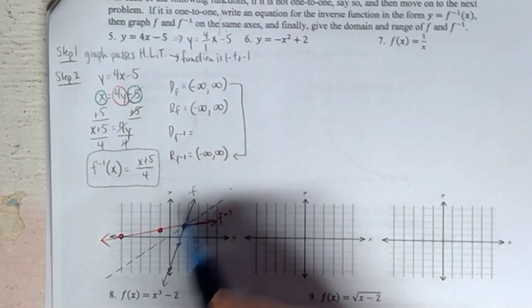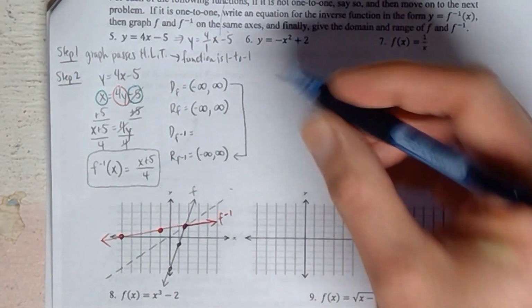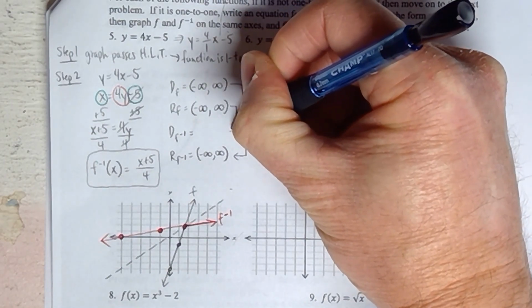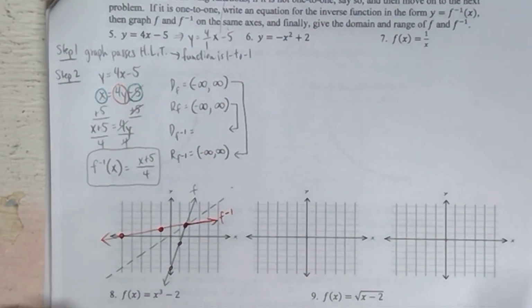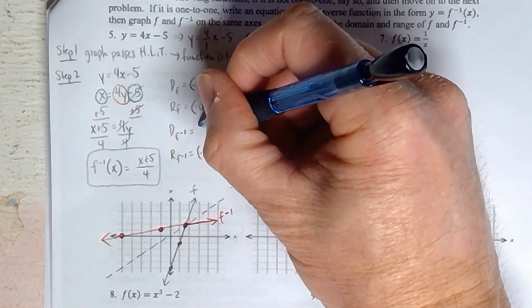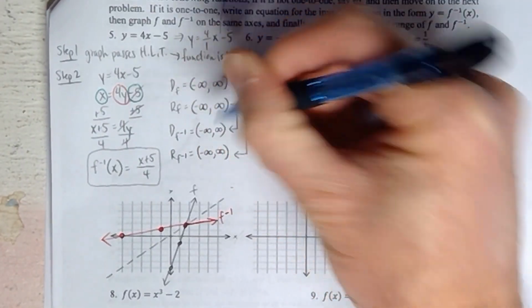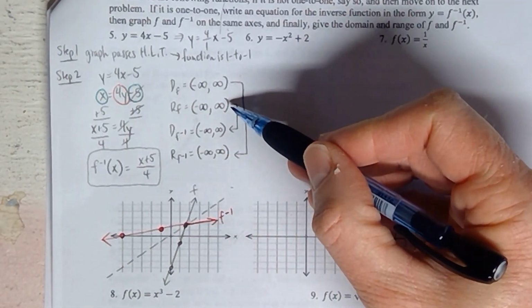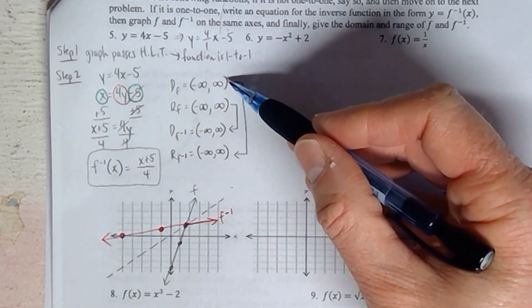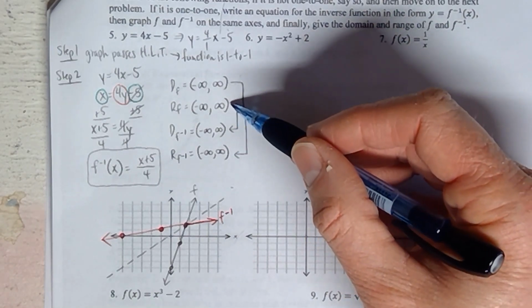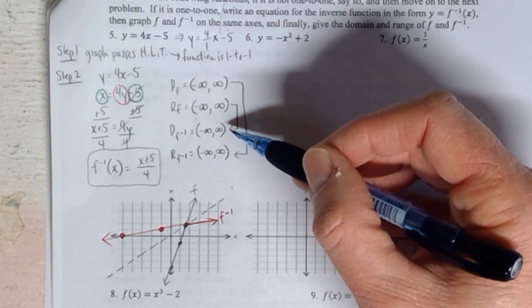If the graph does not match up with the domain and range of the inverse, then you need to do something. We'll talk about that when that becomes an issue. It's not an issue in this problem, but this domain right here of the inverse has to match the range of the original. So again, the domain matches the range of the inverse. The range of the original has to match the domain of the inverse.